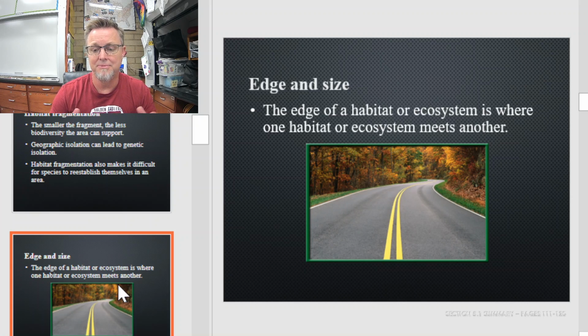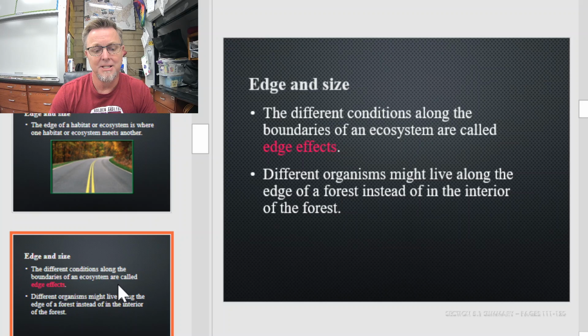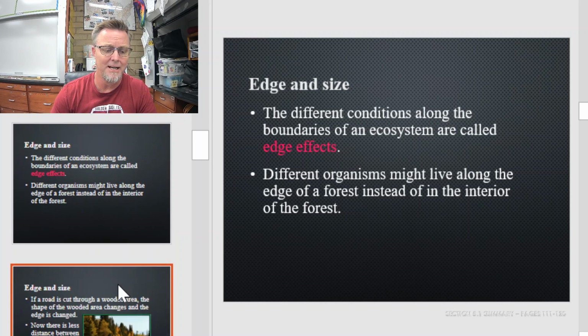That brings us to the idea of edge and size. The edge of a habitat or an ecosystem is where one habitat or ecosystem meets another. Different conditions along the boundaries of an ecosystem are called edge effects, and these edge effects can be quite dramatic. Different organisms living along the edge of a forest instead of the interior of the forest can have a massive impact on a population's ability to survive.